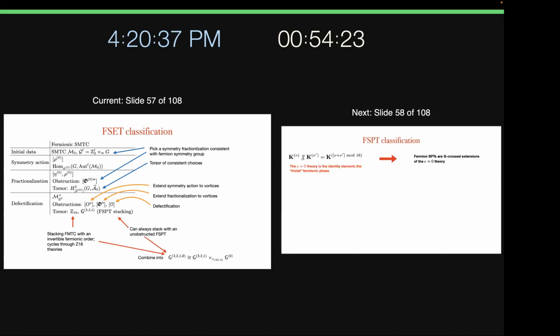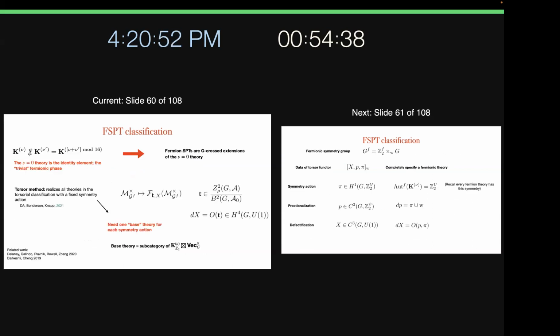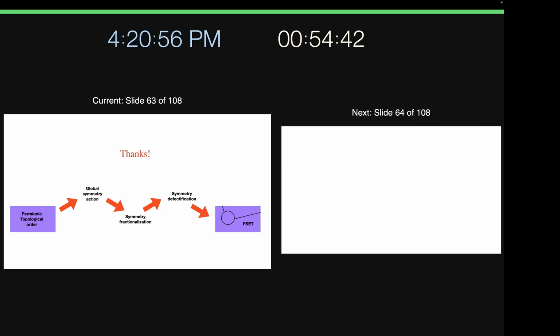Those two groups, the Z16 group and the G321 group, can be combined into a larger group, and the extension class and how they combine can be computed explicitly through condensation. Since I'm over time, I will skip a few topics and just say thank you for your attention.